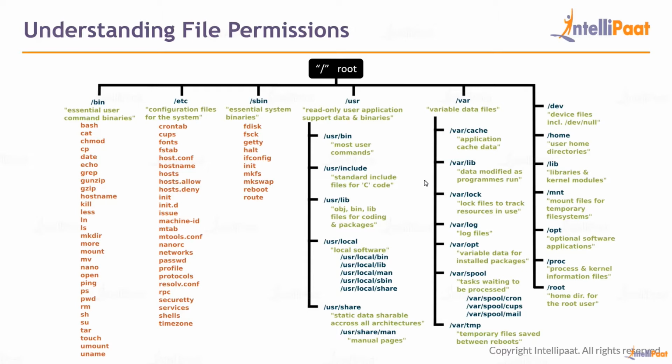First, /bin, which is essential user command binaries. So you can see every single command: cat, cp, date, echo, grep, hostname, kill, less, ls, mkdir, mount, mv, nano. All of these commands are under bin. Every single command is under bin. That is why we use /bin/bash. Even bash is under bin. So you can see bash.